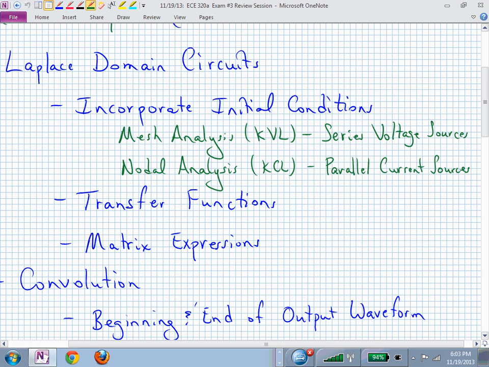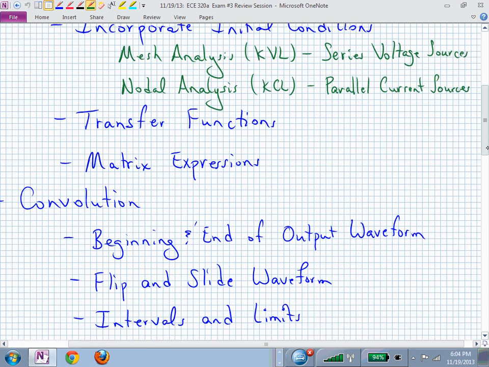If you're given a Laplace or S-domain circuit or a time domain circuit and asked to find a transfer function, you should be able to do that. So you could quickly put it into the S-domain. You don't have to worry about initial conditions. You just replace all of these passive devices with their S-domain equivalents, and then find the equations necessary to get a relationship between your input and your output, and then find that ratio to get the transfer function.